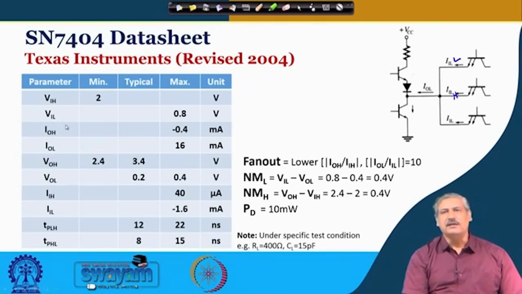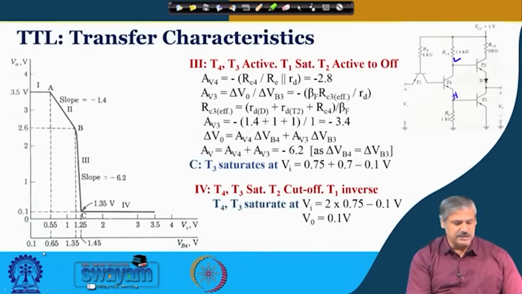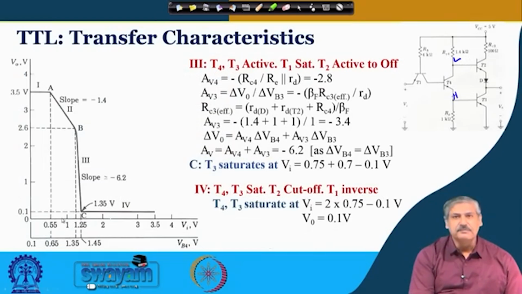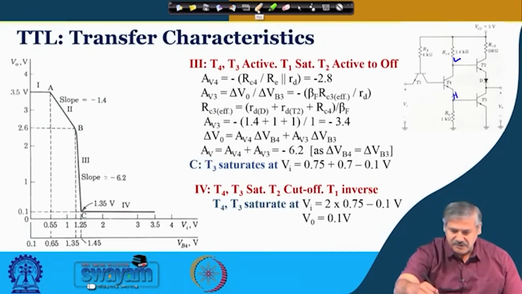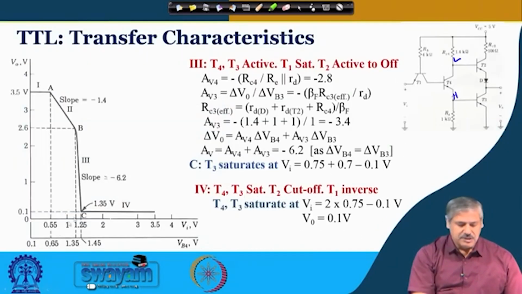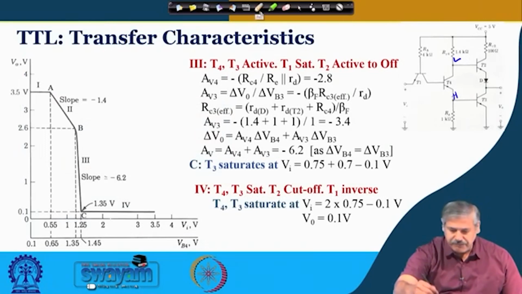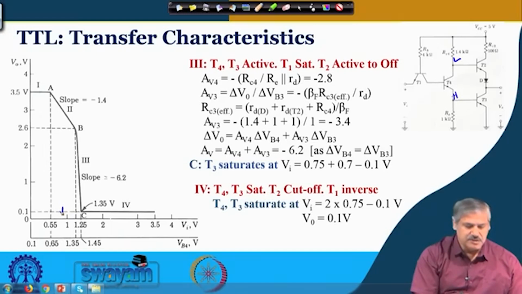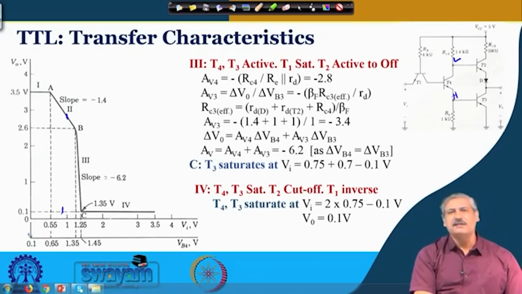Similarly, VIL, the maximum value of the input voltage which is treated as low, any voltage less than that will be treated as low. So, if you look back at this value, 0.8 is somewhere here, okay. 0.8 is somewhere here. So, at that time the output is somewhere here. Okay. So, any voltage less than that is treated as logic low. Okay.